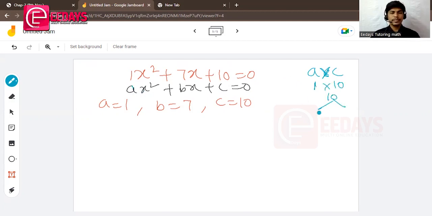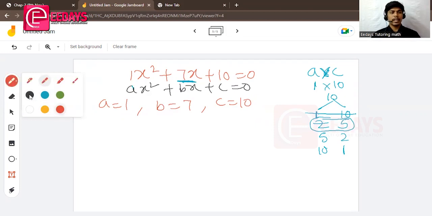Write the factors for 10. I start with the first: 1 and 10, 2 and 5, 5 and 2, 10 and 1. These should match the middle term. What is the middle term here? 7 is there. If I add 1 plus 10, we get 11. If I subtract 10 minus 1, we get 9, so that is cancelled. There is no matching of the middle term. The second one: if we subtract 5 minus 2, we get 3, not matching. 2 plus 5 is 7, so that is why it is matching.